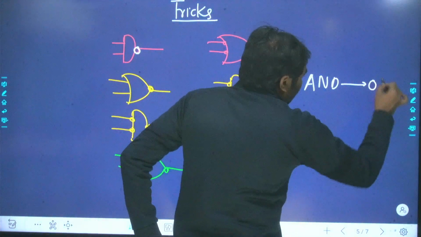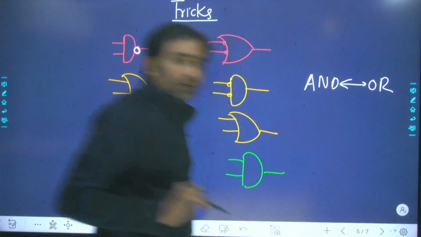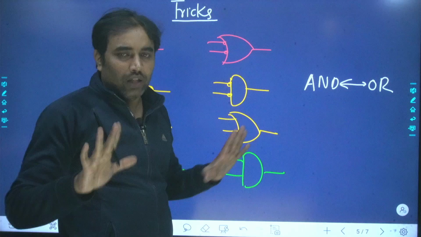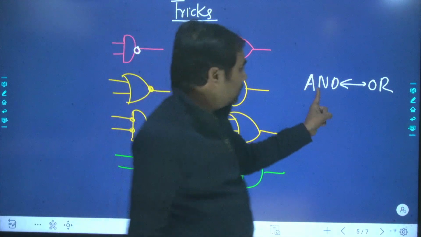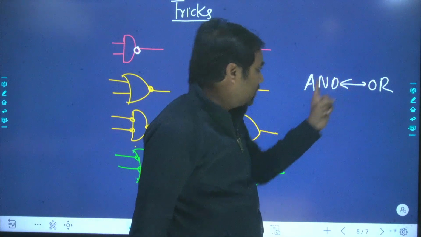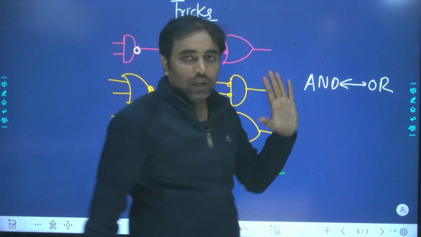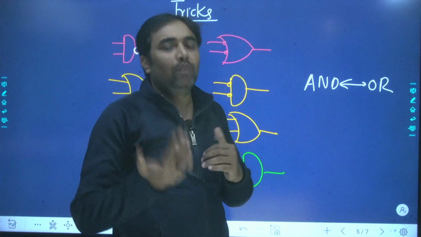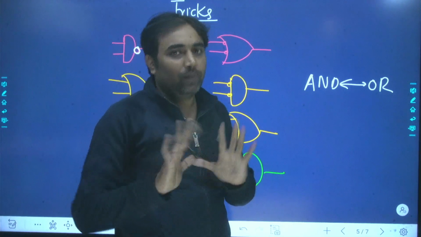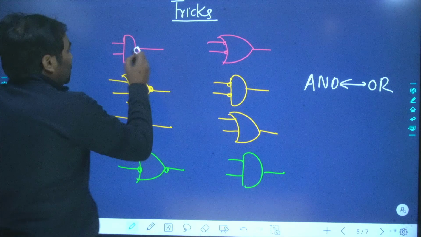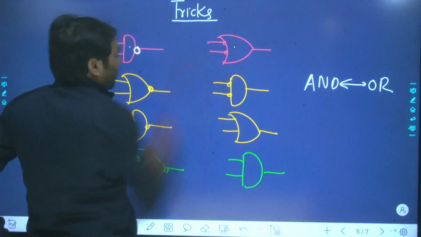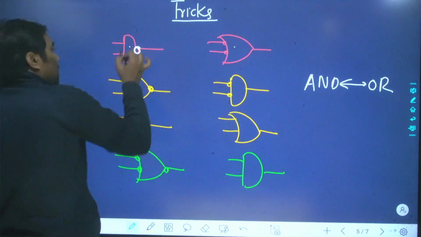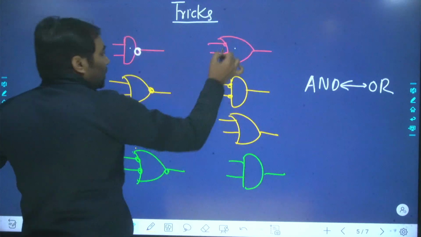If the bubble is on the input side, just remove all of it. Remember here: change AND into OR, and OR into AND. Next, if there is a bubble anywhere, remove the bubble, and if there is no bubble, apply the bubble. Simply, suppose this one is the AND, just replace it by OR. Bubble at the output side, remove it, and the input side has no bubble, so apply the bubble there.